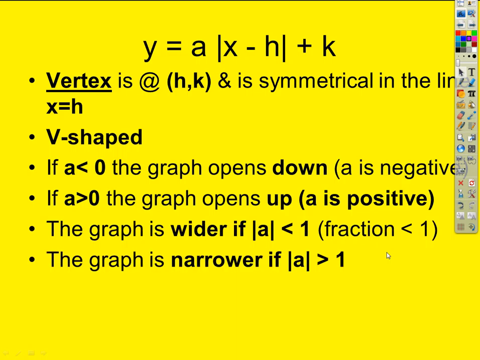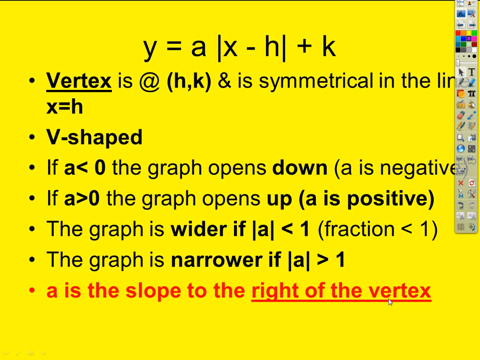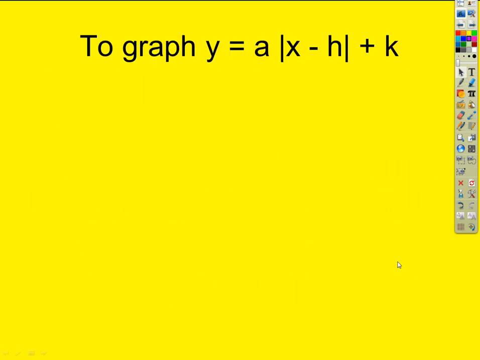Okay, we know that if a is a big number, the graph is going to be stretched out, tall and narrow. If a is a small number, if the absolute value is less than 1, it's going to be squashed, like we looked at the other day. Okay, but think of the slope of the right-hand side of the vertex.